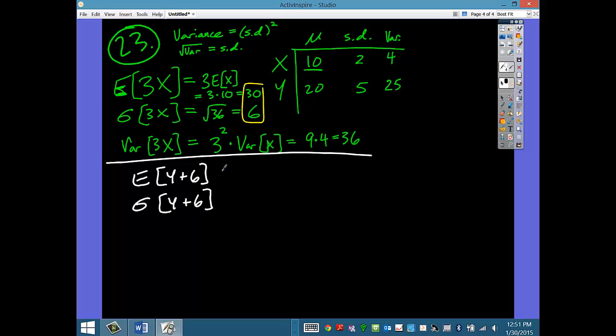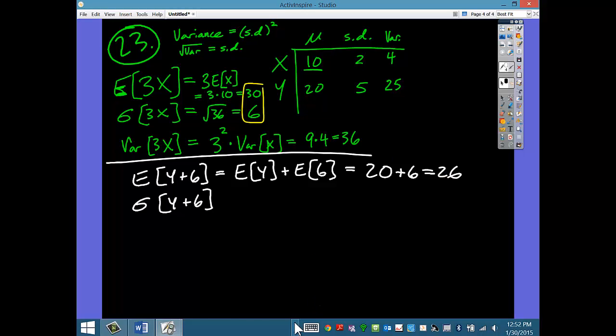Well, the expected value of y plus 6 is just the expected value of y plus the expected value of 6. Now here's a funny fact. 6 is a constant. What do we expect 6 to equal? Well, we expect 6 to equal 6. So the expected value of y is 20. And of course, what we expect here is that 6 doesn't change. It's a constant. And we wind up with 26.